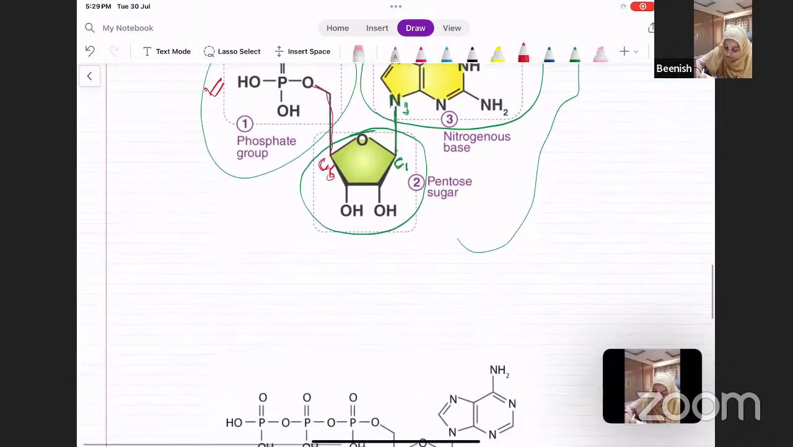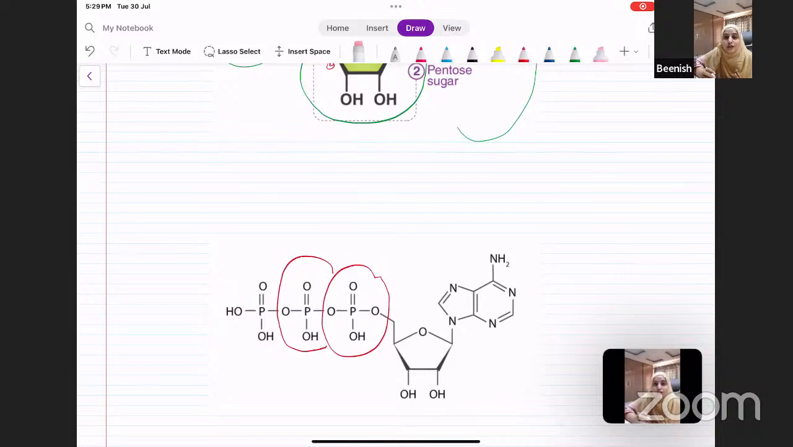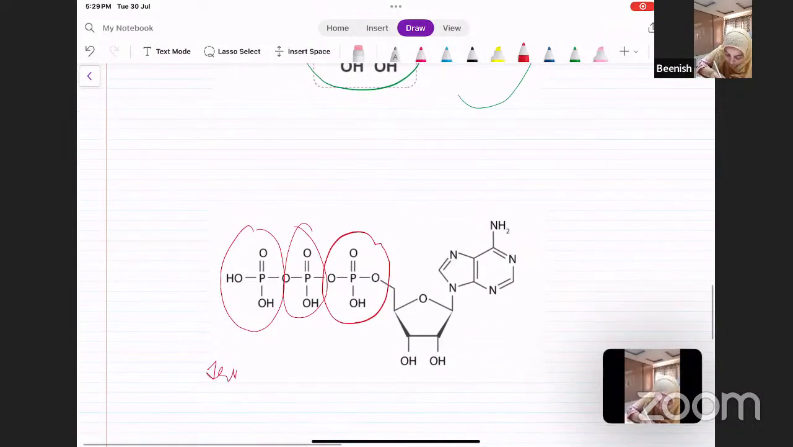Now you can have more phosphates. See, this is one phosphate and two phosphate. If only two phosphates are there, it will become a diphosphate. But here in this picture, there are three phosphate groups. So this is a triphosphate.